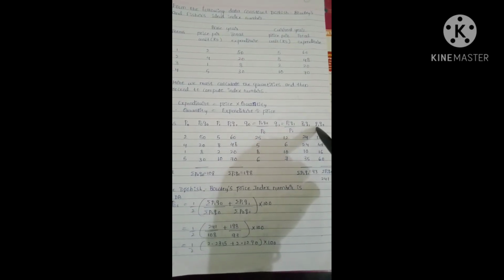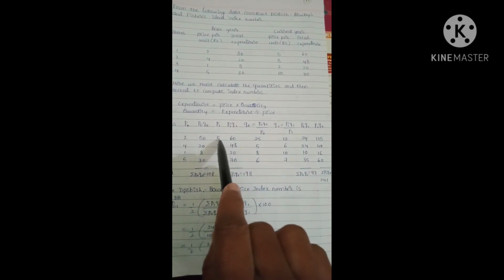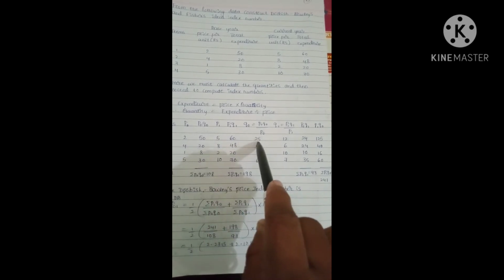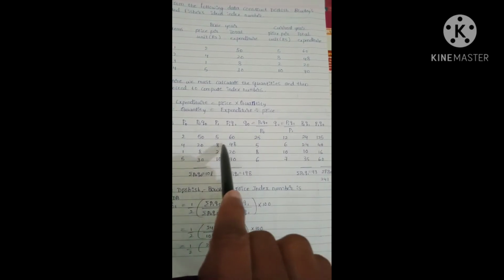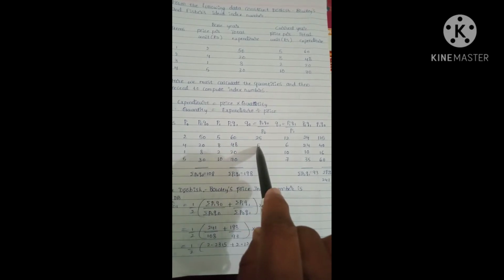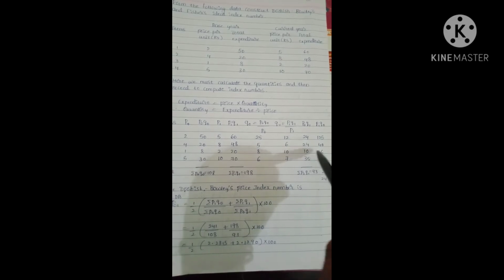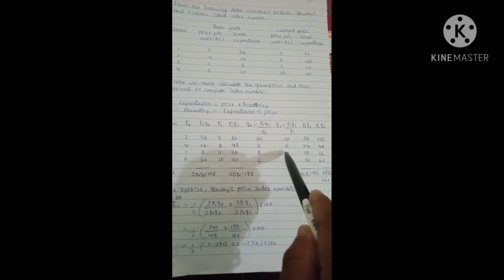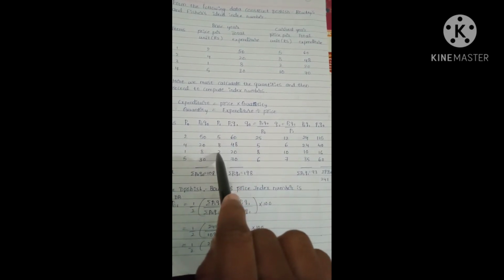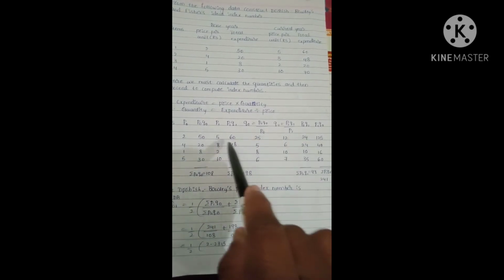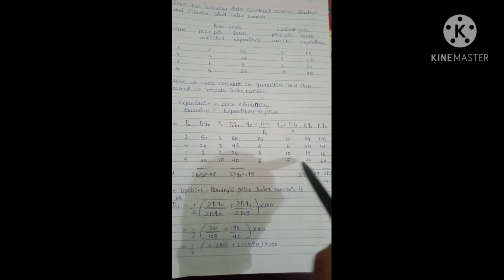Next P1 into Q0. Where is P1? P1 is here. P1 into Q0. 5 into 25, 125. Next 8 into 5, 40. 2 into 8 is 16. 10 into 6, 60.